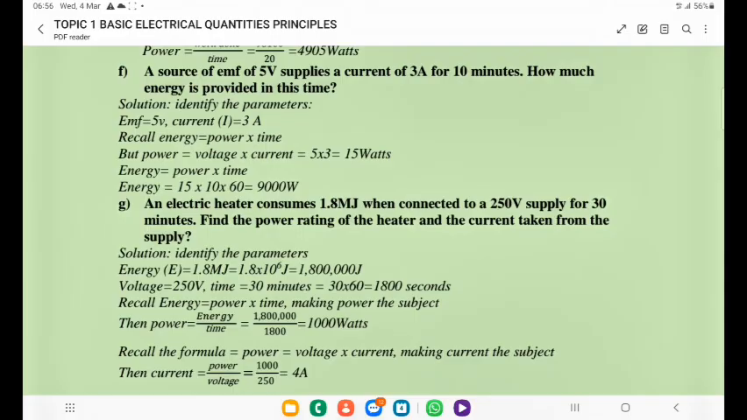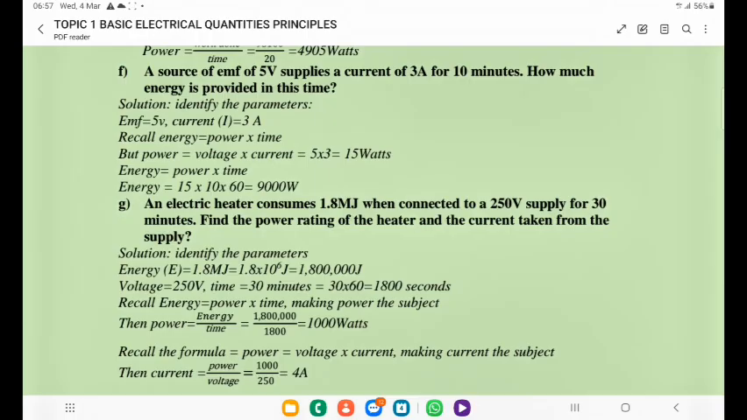So you'll have to record the formula of energy, that is energy equals power times time. And if you have voltage and you have current, you can get electrical power, which is VI, voltage times current. So that is 5 by 3, giving you 15 watts. And you can now calculate the energy here by taking power multiplied by time, that is 15 multiplied by 10 minutes converted into seconds, so it gives you 9000 joules.